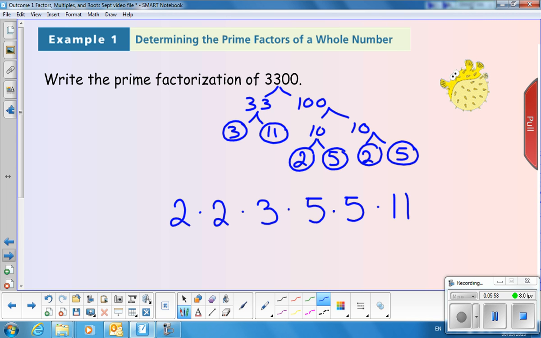We can simplify this answer a little bit more by writing it with exponents. So 2 times 2 I'm going to write as 2 squared. Then I have times 3 times 5 squared, since I have 2 factors of 5, times 11.